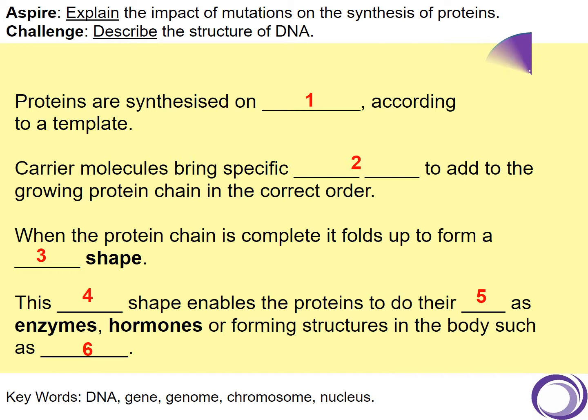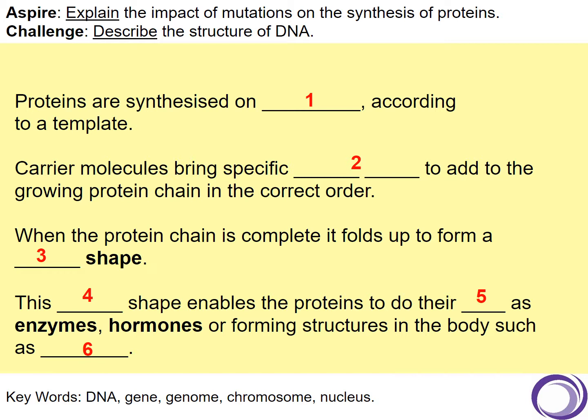Okay, time's up. So, proteins are synthesized on ribosomes according to a template. Carrier molecules bring specific amino acids to add to the growing protein chain in the correct order. When the protein chain is complete, it folds up to form a unique shape. This unique shape enables the proteins to do their jobs as enzymes, hormones, or forming structures in the body, such as collagen.